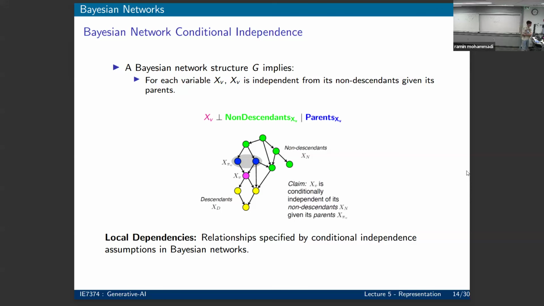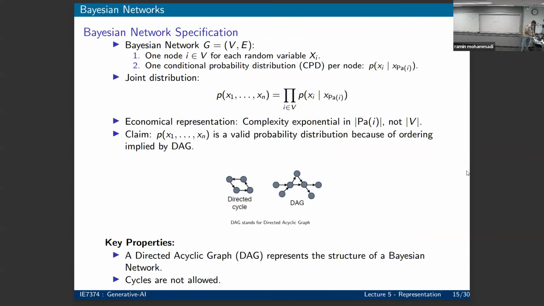Yeah. So you're saying given the parents, XV doesn't need XN. But if the parents are not given, then XV is indirectly dependent on those green ones. But that's not the assumption we have in a Bayes net. The assumption is that it should be a DAG, a directed acyclic graph, so you cannot have cycles. Yeah, I see we have it here.